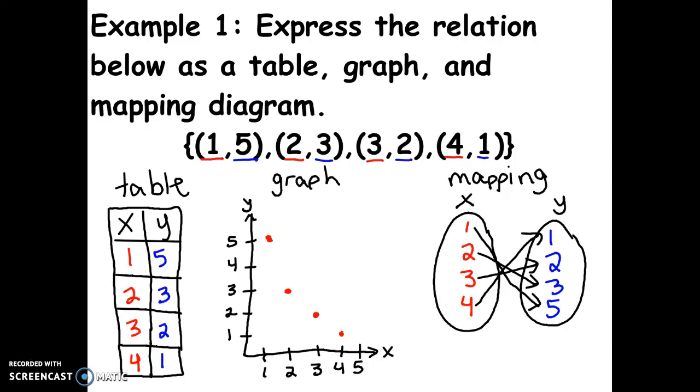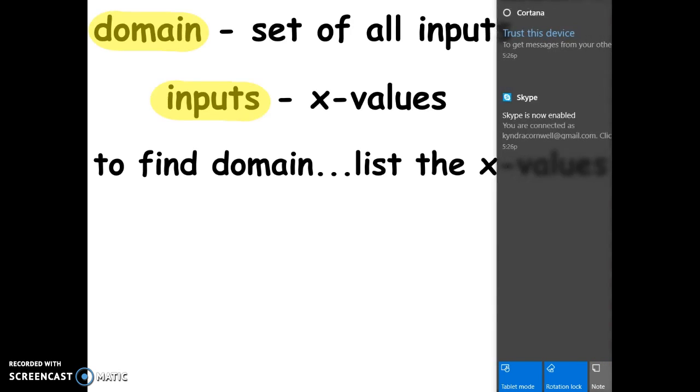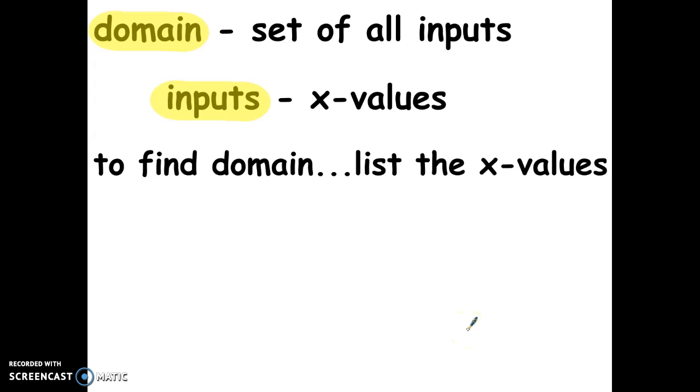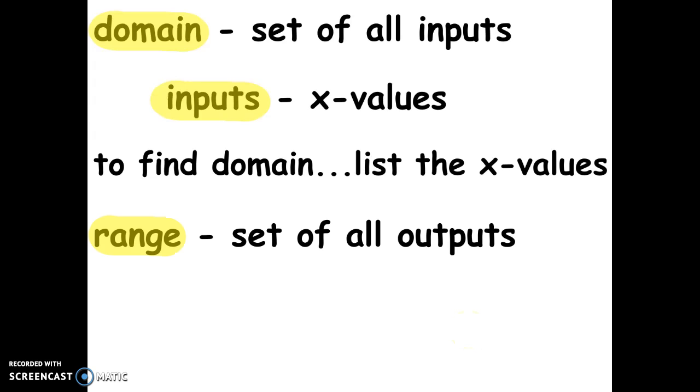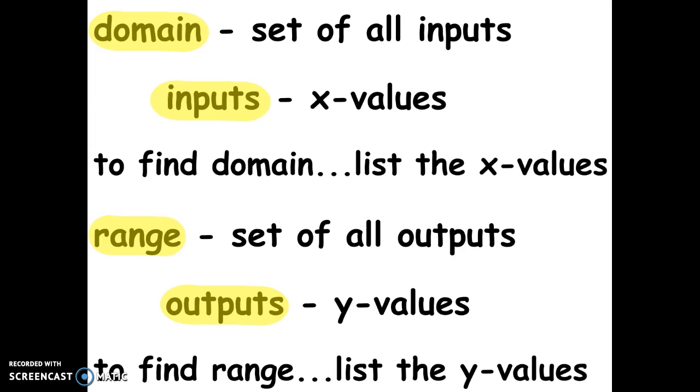Let's move on to discussing domain and range. Domain is the set of all inputs. Now, I bet you're wondering, well, what is an input? An input is simply an X value. So in order to find the domain, you simply list the X values. So if domain is the set of all inputs, then range is the set of all outputs. And outputs are your y values. So to find the range, just list the y values.